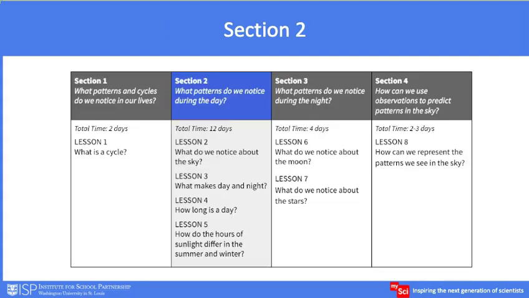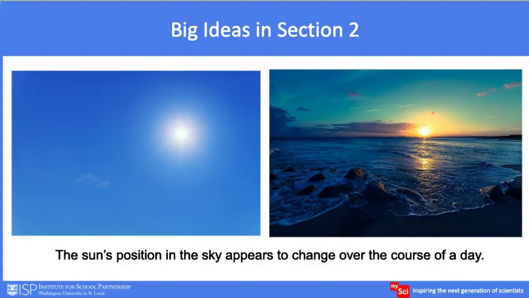Section 2 asks students to consider how there are natural patterns such as day, night, and seasons that we can observe. This section will take about 12 days. Students read, watch videos, observe outside, and use flashlight models to figure out that the sun's position in the sky appears to change throughout the course of a day, and this changes the appearance of shadows.